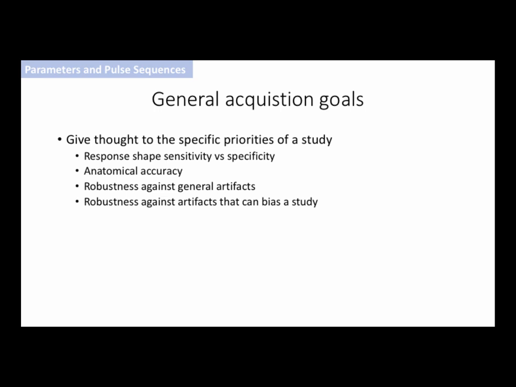How anatomically accurate do you want to be? How robust do you want to be against general artifacts? For example, if you're doing a child-adult study and motion is an issue, you might care a whole lot more about using pulse sequences that are less sensitive to motion than in a study where you're scanning a bunch of healthy professional volunteers at NIH. Robustness against artifacts in general matters, particularly artifacts that might bias the study. And the other important thing to keep in mind is that the optimal parameters aren't always obvious.